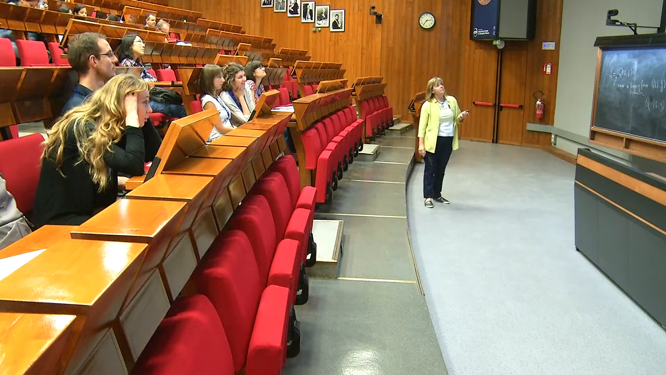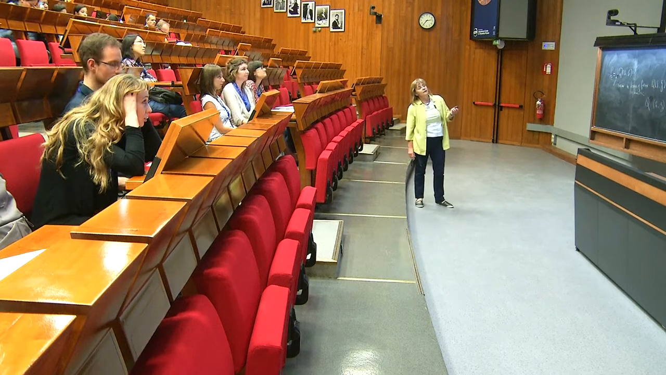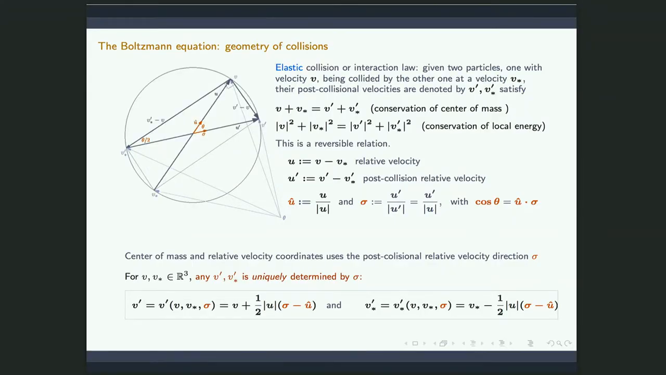So in particular, the collision law can be written in the classical way, which is they conserve the center of mass as much as the relative velocities. In fact, this interaction here says that the two radii cross in the middle, and that vector that appears in the middle is the center of mass, and it's the same for the pair V, V star as much as for the pair V prime, V prime star. You read it from the picture.